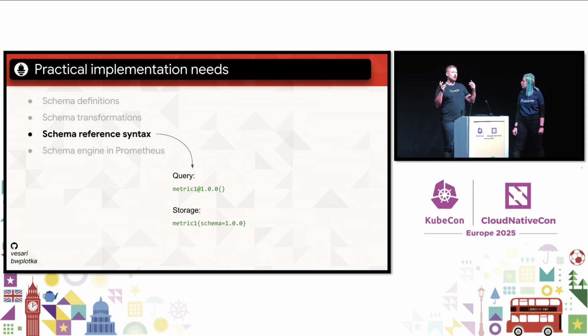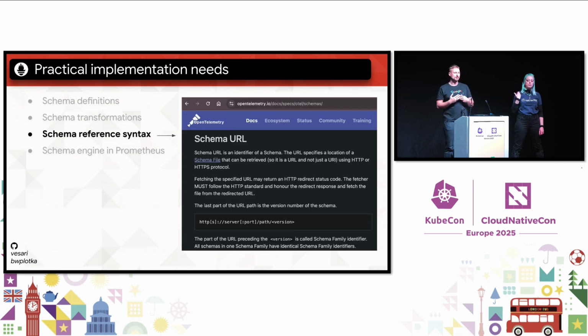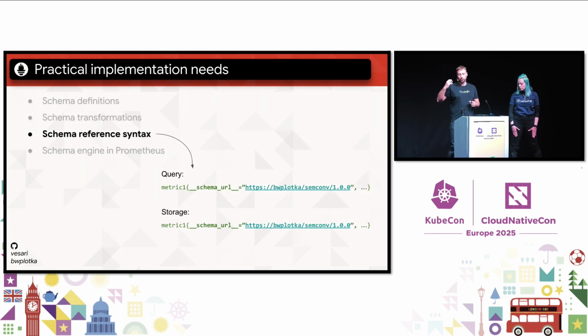We need a reference syntax: how we reference this schema, how users can pin their queries, and how storage can capture the link between a metric and the schema. This already exists as well. OpenTelemetry has a schema URL, which tells you where your schema definitions and generated artifacts are. You usually use it via some GitHub repos, and you can fetch it very quickly. You reference it by some URL and the version as well. So we can totally leverage that.